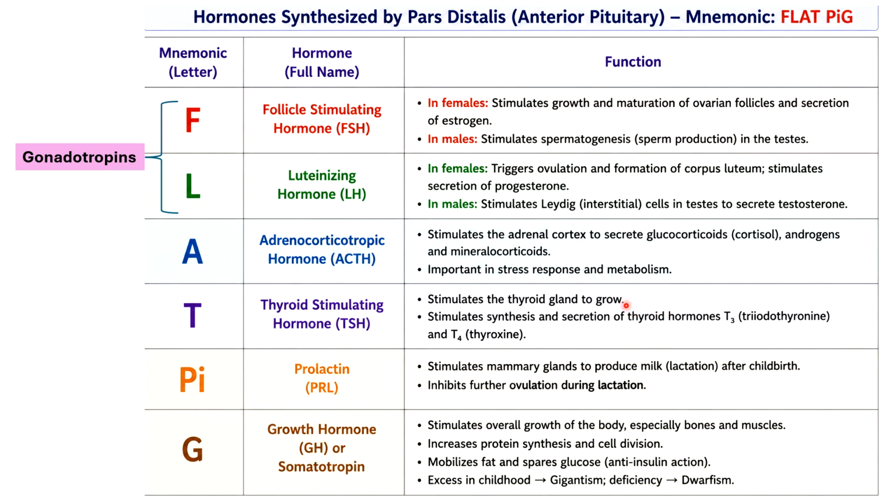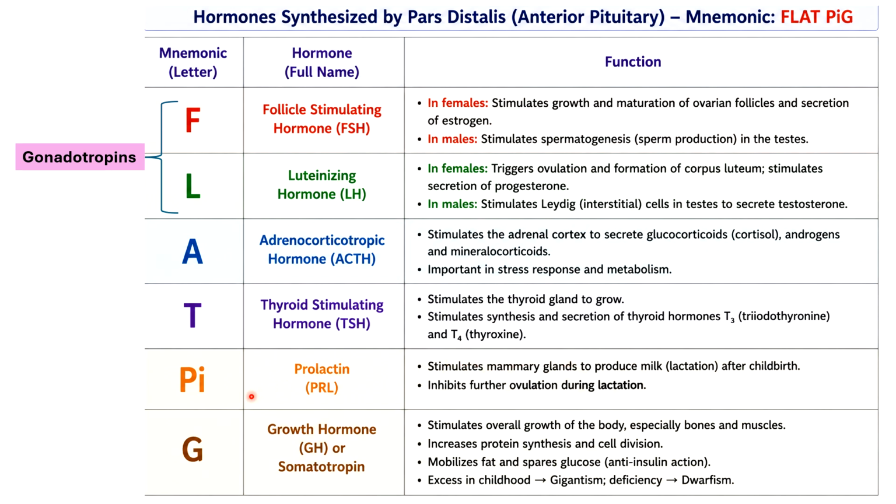And what does it do? It secretes glucocorticoids or cortisol, androgens, as well as the mineralocorticoids. Next hormone is T, or the thyroid stimulating hormone, also known as TSH. It stimulates the thyroid gland to grow. Now, this causes the release of two thyroid hormones, that is T3 or triiodothyronine and T4 or thyroxine.